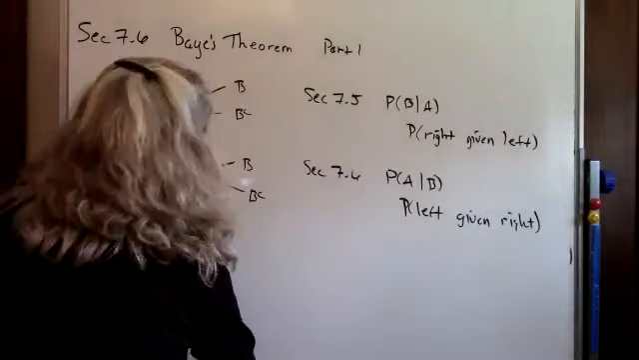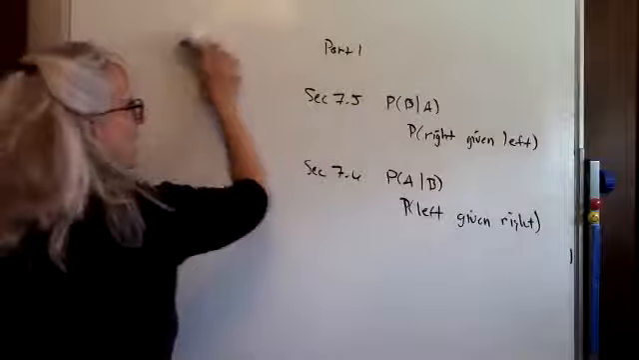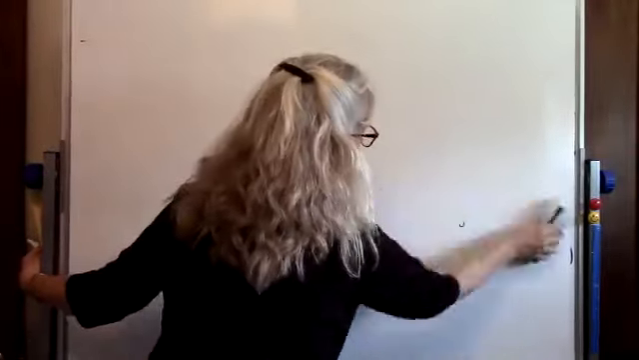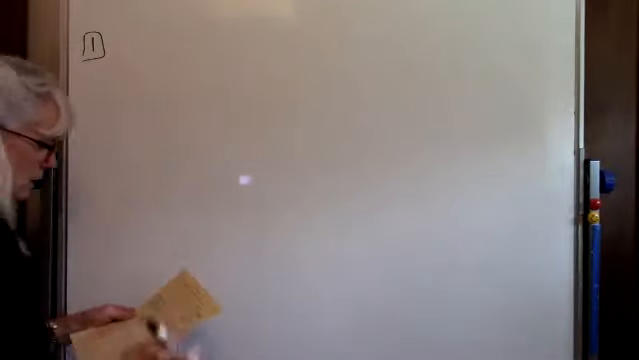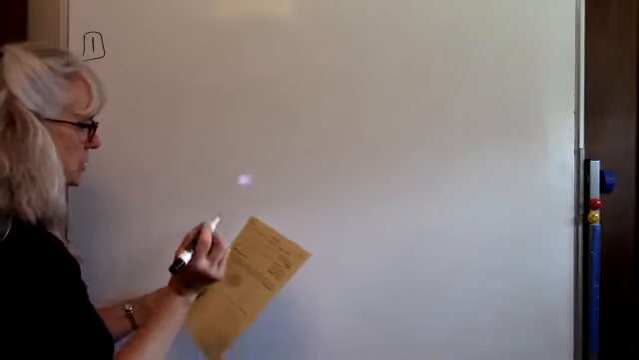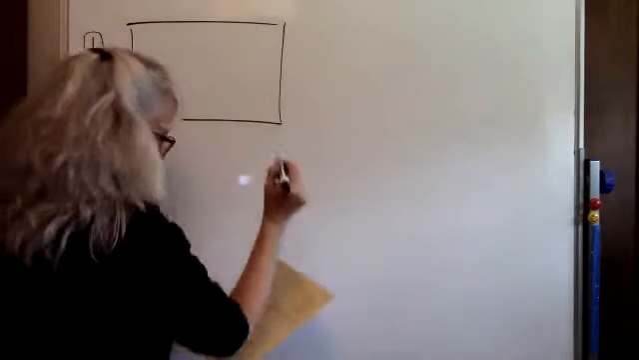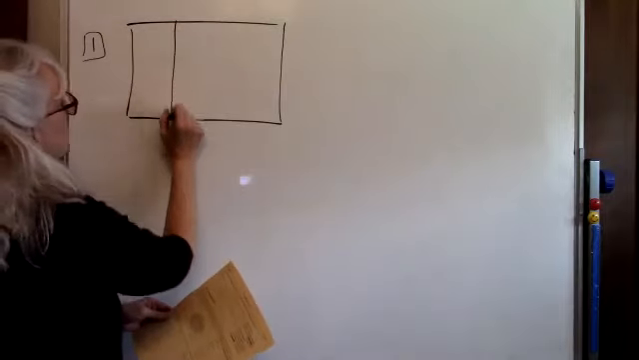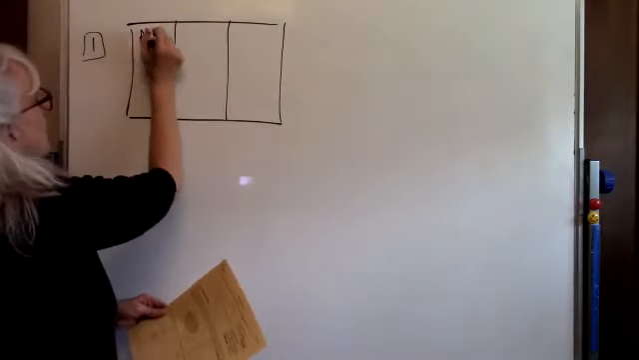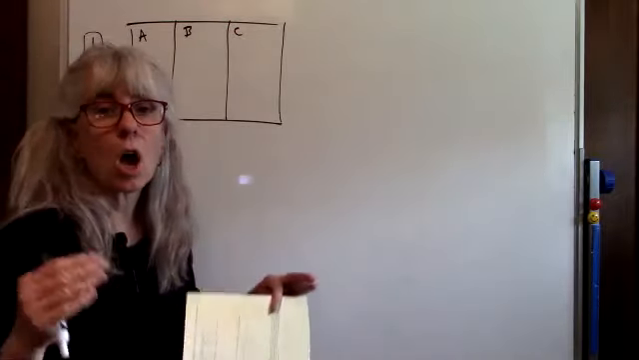Our first example is going to do this kind of conditional probability off of a Venn diagram, which we have not done yet. So example 1. Refer to the accompanying Venn diagram, an experiment in which 3 mutually exclusive events, A, B, and C, form a partition of the sample space. So we're going to take our sample space and divide it into 3 events. Here's A, here's B, here's C. They are mutually exclusive, meaning all 3 of them cannot occur together.